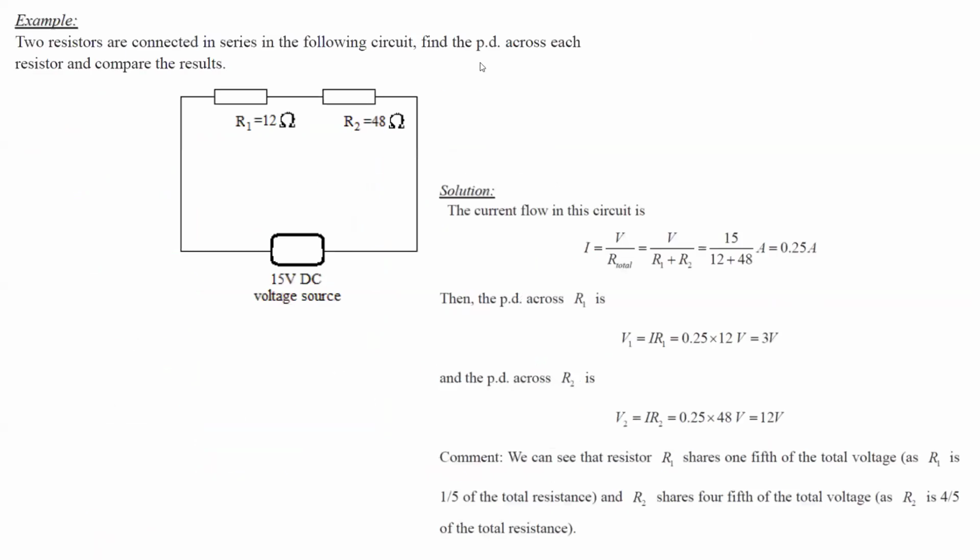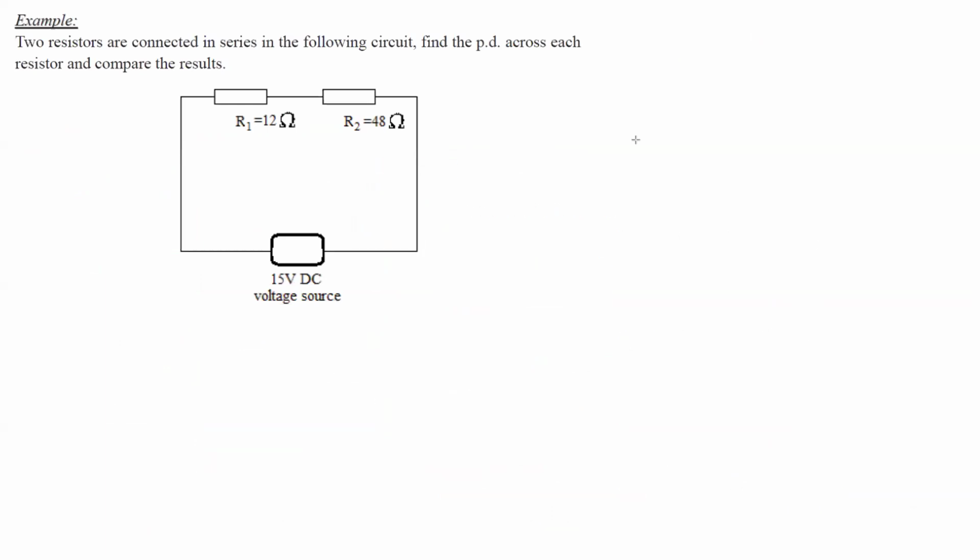Now let's say this is a question related to the potential divider circuit. The question is: find the potential across each. So we need a potential here, V1, and a potential here, V2. So what kind of circuit is this? This is a potential divider circuit. How do we know? Because the two resistors are connected in series, so it will divide the voltage.